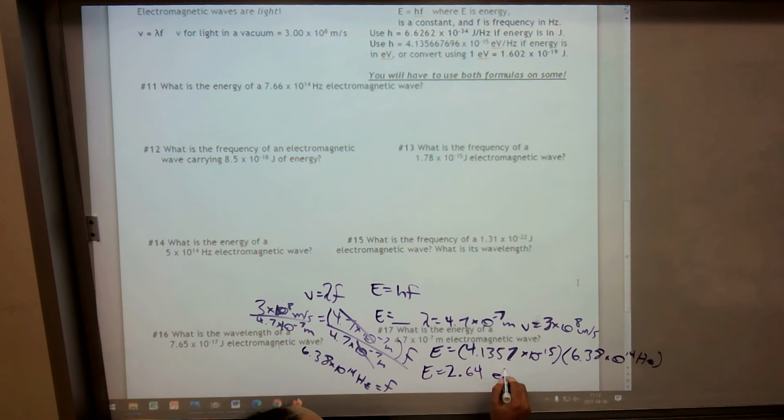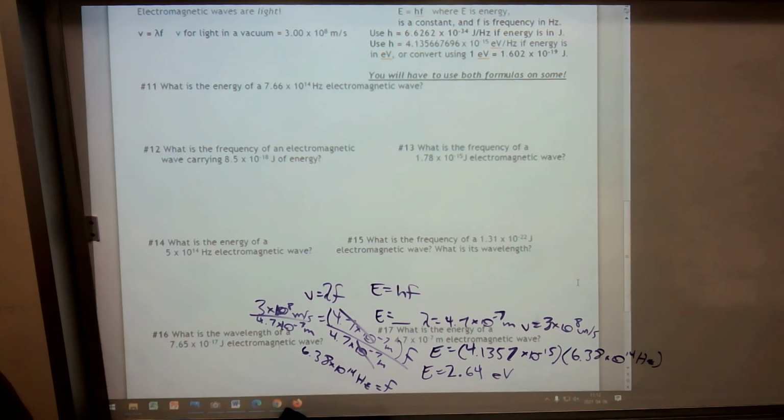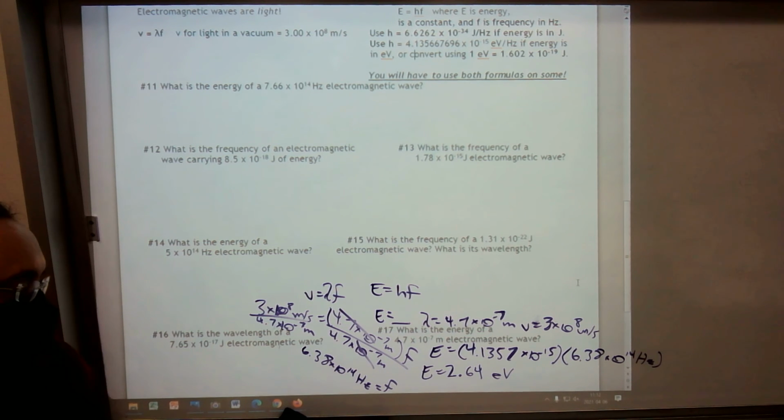And this one uses electron volts for energy instead of joules. When we start talking about light, we're not dealing with big stuff anymore. We're dealing with little stuff. So it's more useful to use quantum units for this sort of thing. So electron volts for the photons and the electrons that we're dealing with end up being a little better.